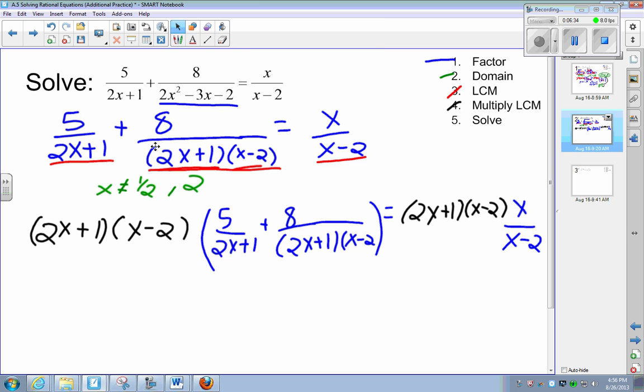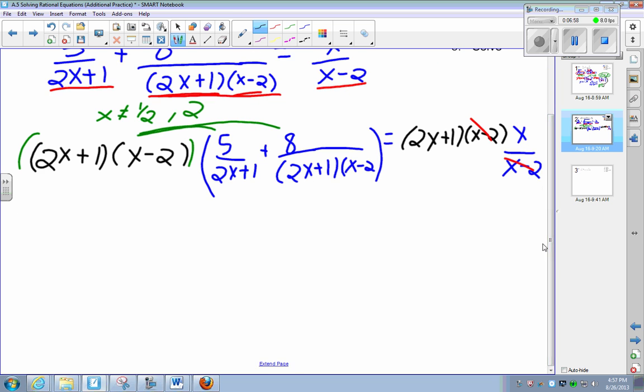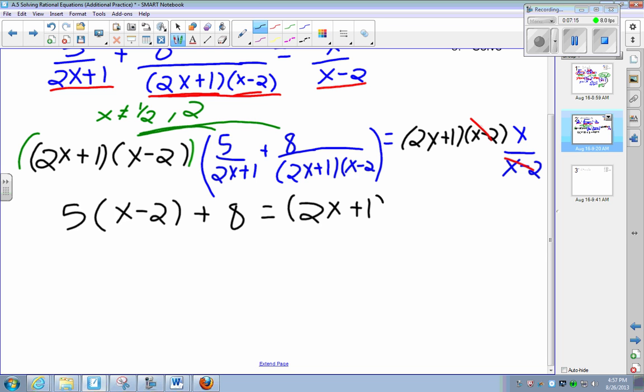All right, cool. Right here, we can get rid of our x minus 2's. And over on this other side, we're going to have to multiply this whole guy to the 5 and into the 8 over 2x plus 1 times x minus 2. All right, so when we do that, we will get 5 times x minus 2 plus 8 is equal to 2x plus 1 times x.